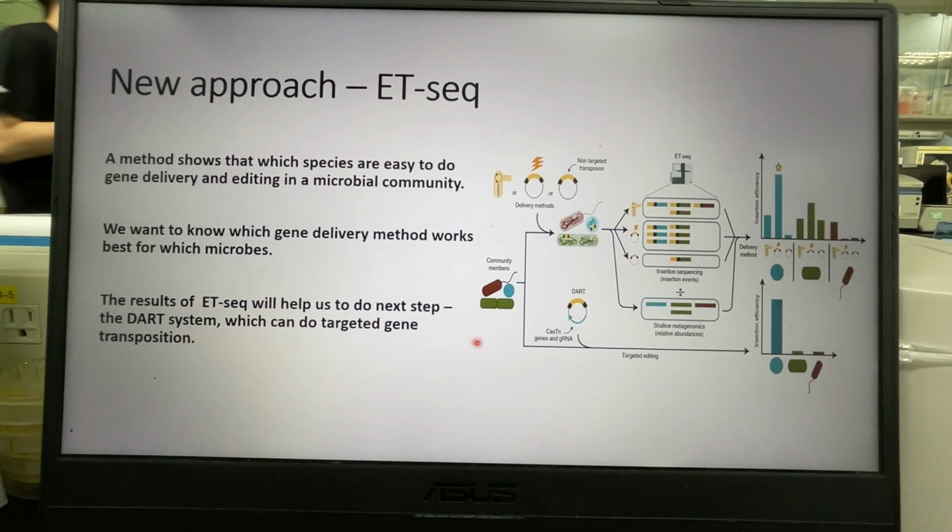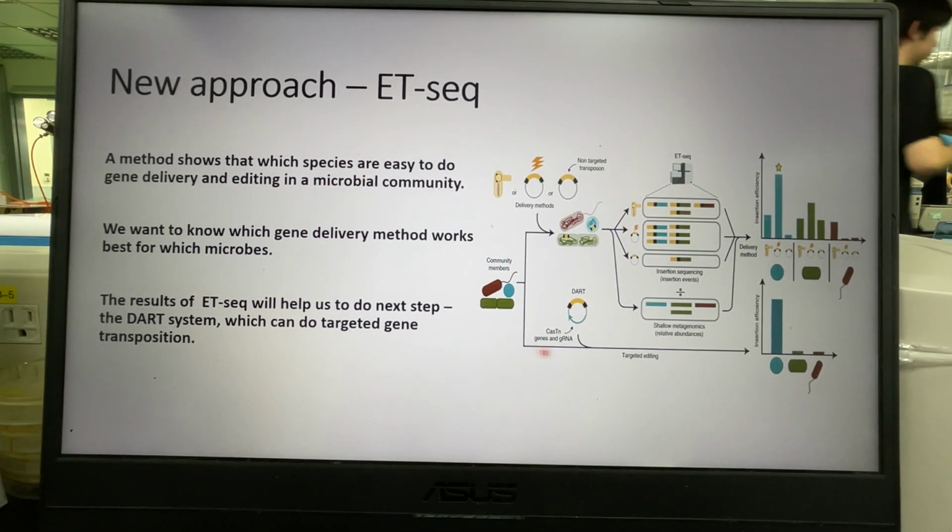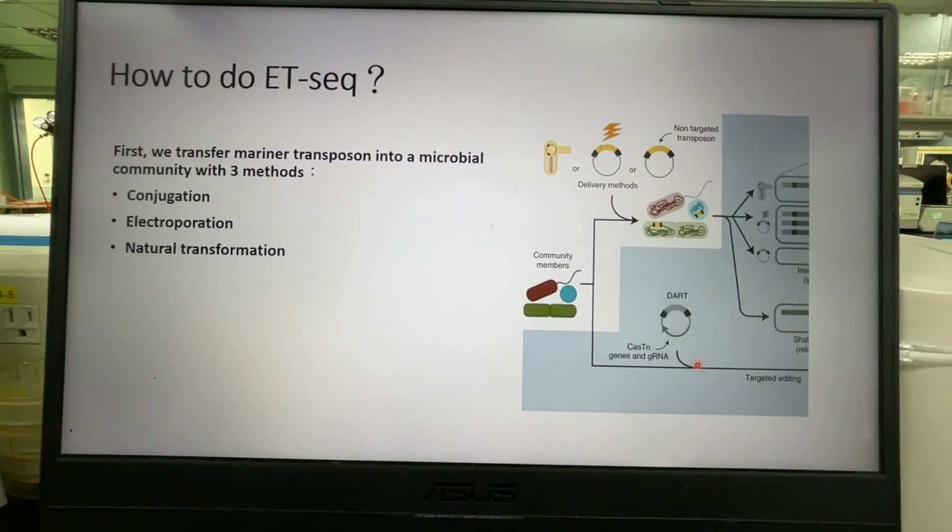And here's the method to do the ET-seq. How to do it? First, we transform a mariner transposon into a microbial community with three methods: conjugation, electroporation, and natural transformation. Three ways.